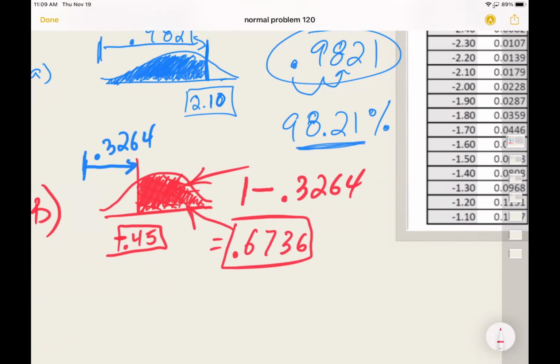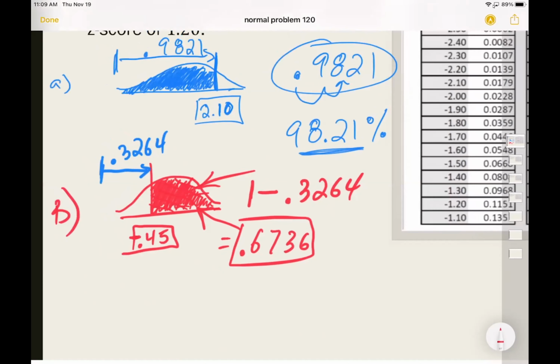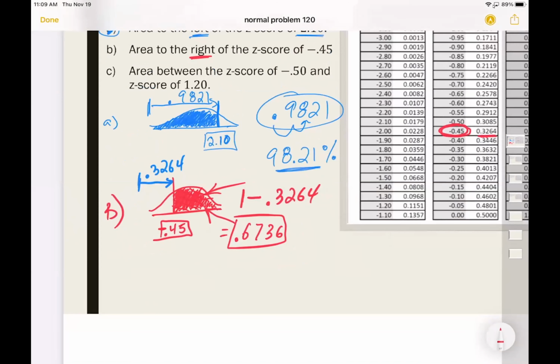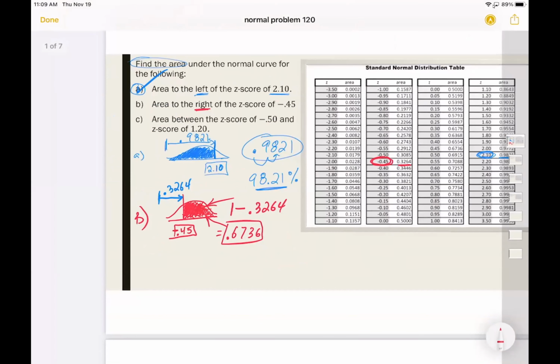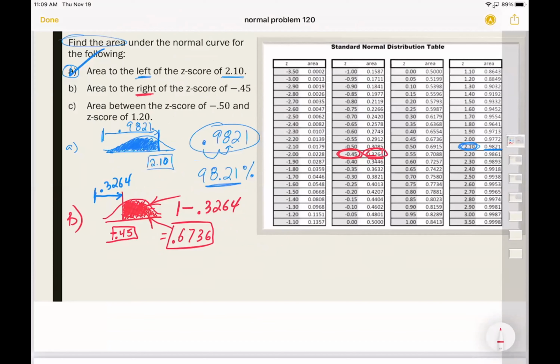And that is why I mentioned to you guys yesterday, that if you're looking for the area to the right, you will always take 1, which is the total percentage, the total item, minus whatever the value on the table, right? So everybody see that the area to the left, life is good. The answer is in your table. If they ask you for the area to the right, then we have to take 1 minus that.